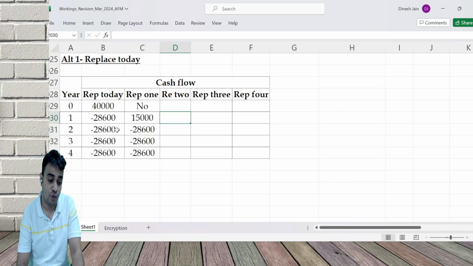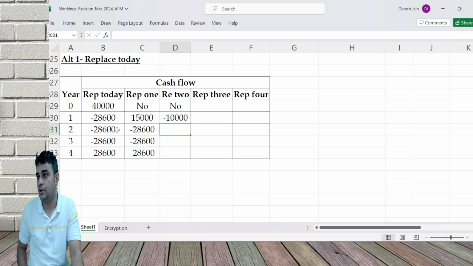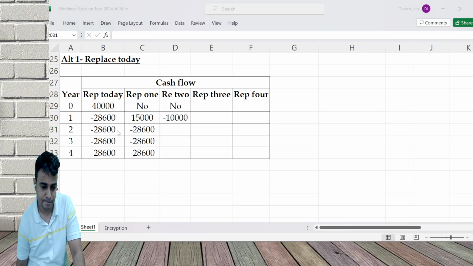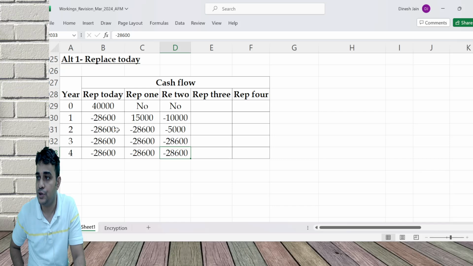Then what you do is, no, I don't want to replace now. I want to wait for one more year. First year, how much is your outflow? 10,000 minus 10,000 minus 10,000. Second year, outflow, inflow. Then comes new machine 28,600, 28,600.